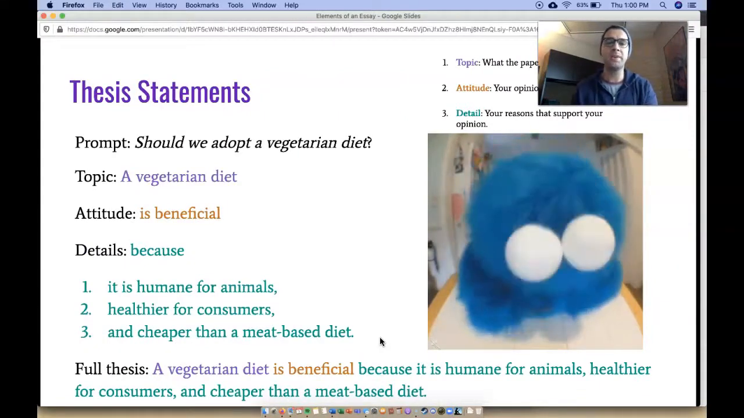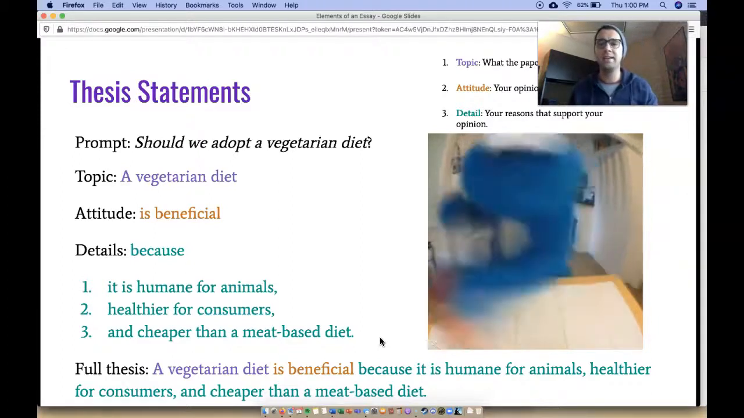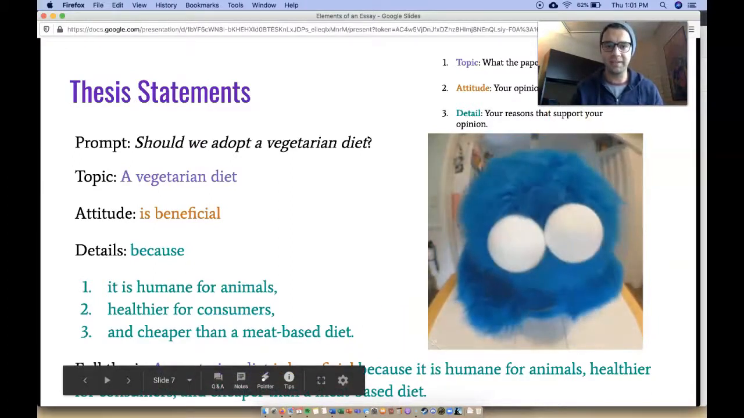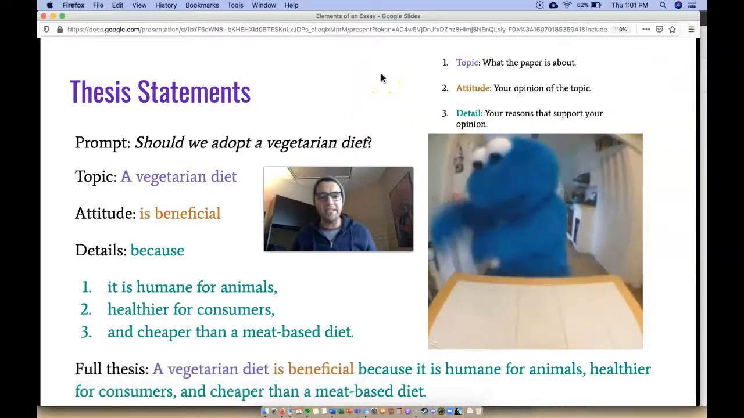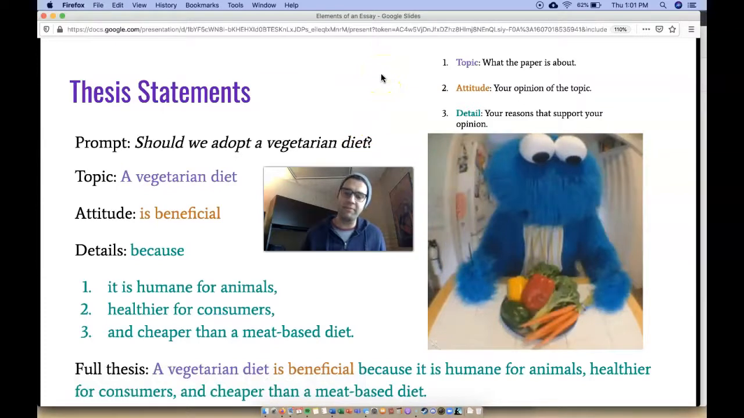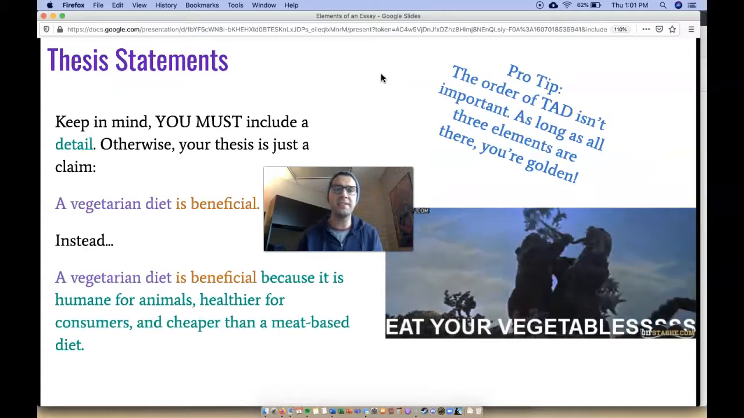Okay, so thesis statement. Here's the prompt. Should we adopt a vegetarian diet? We'll put me right here so you can see everything. Look at that cookie monster. A vegetarian diet is beneficial because it is humane for animals, healthier for consumers, and cheaper than meat-based diet. So that is my overall thesis statement.